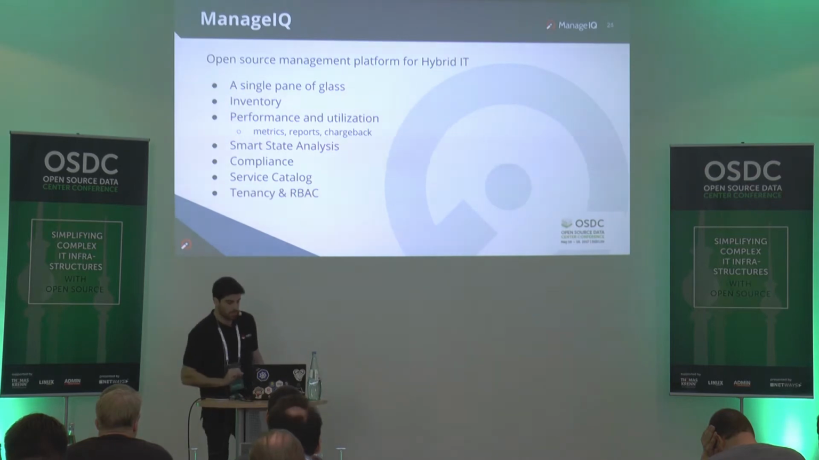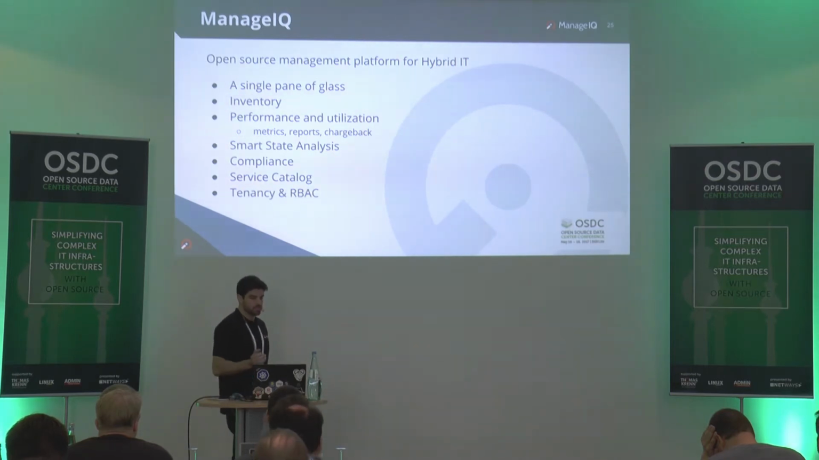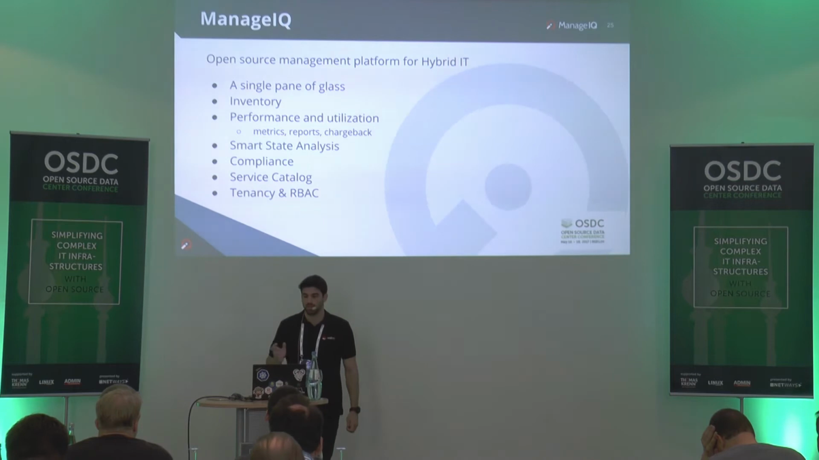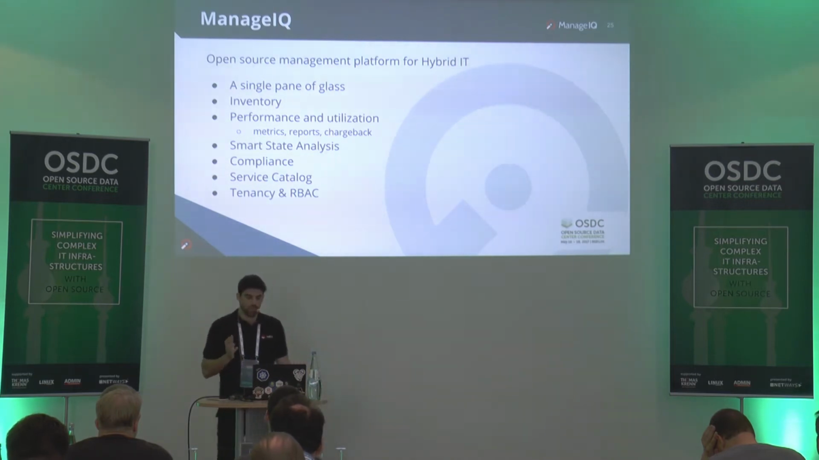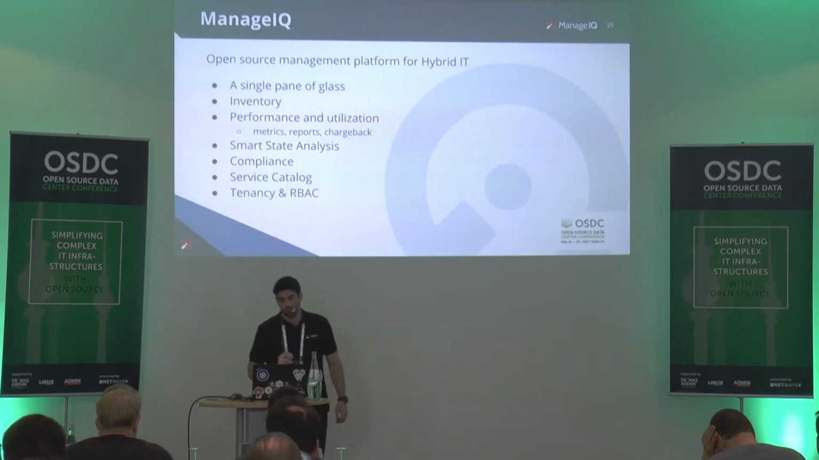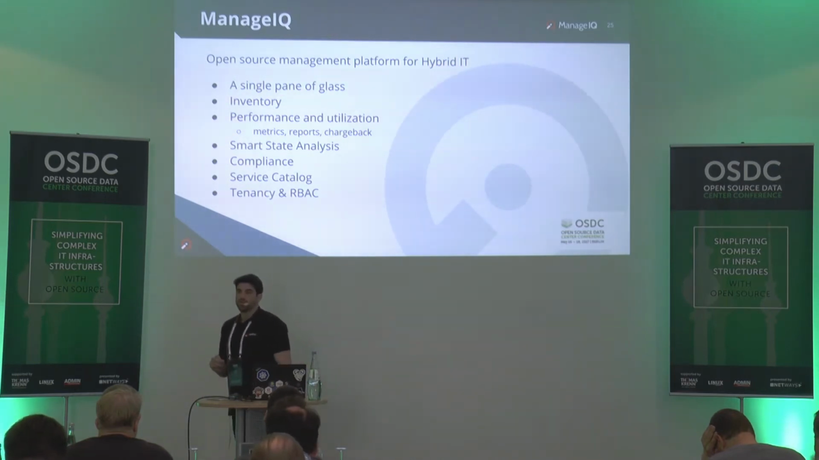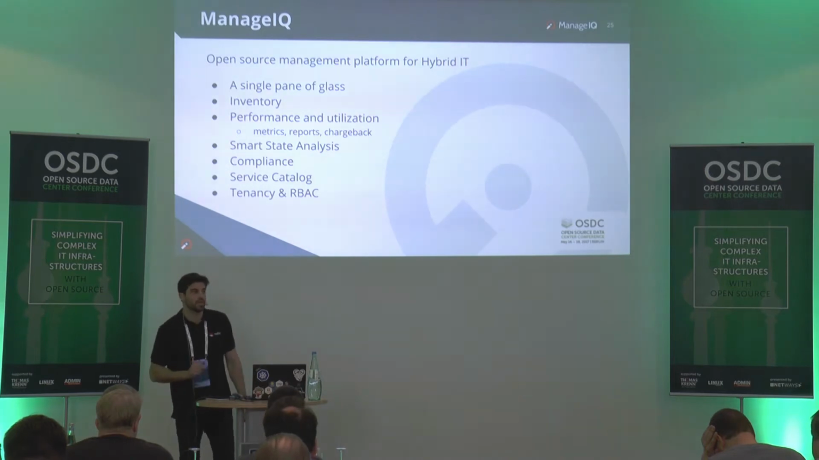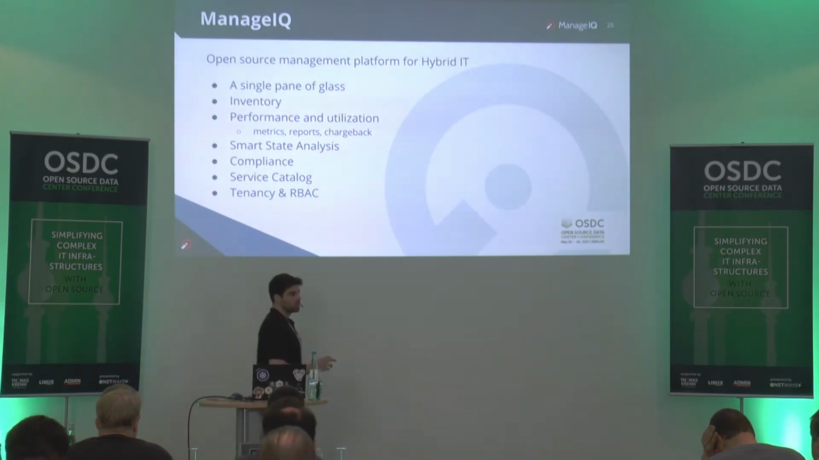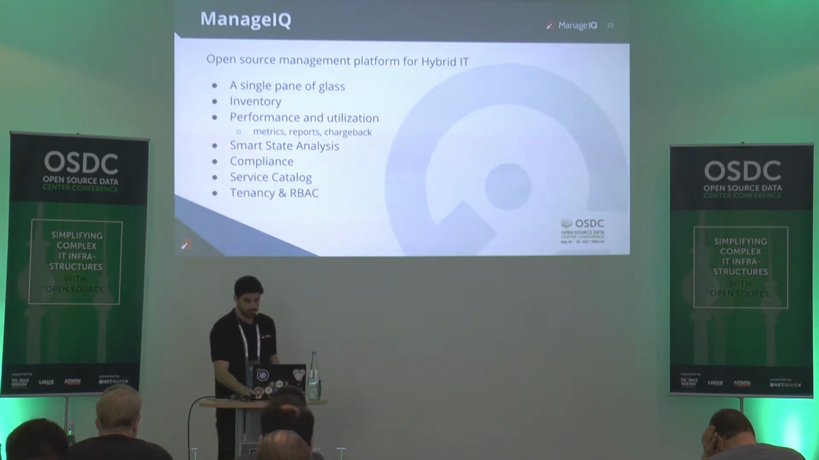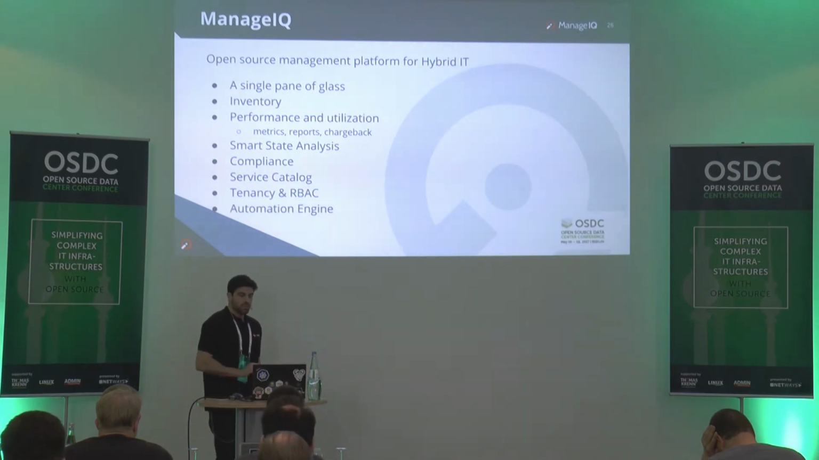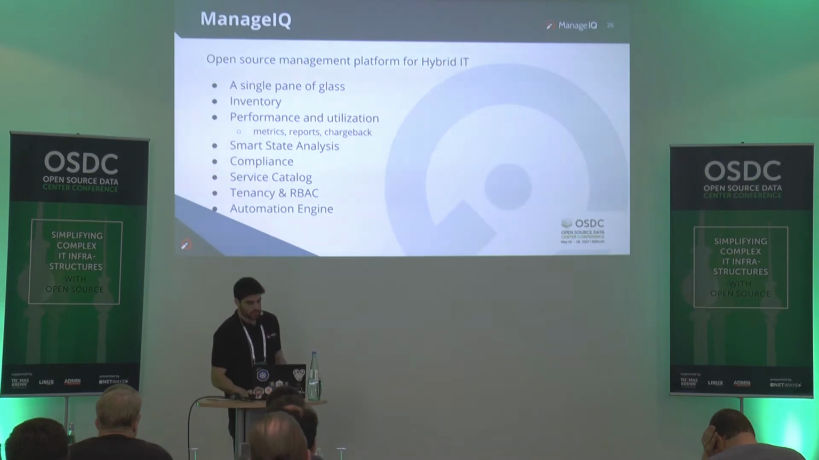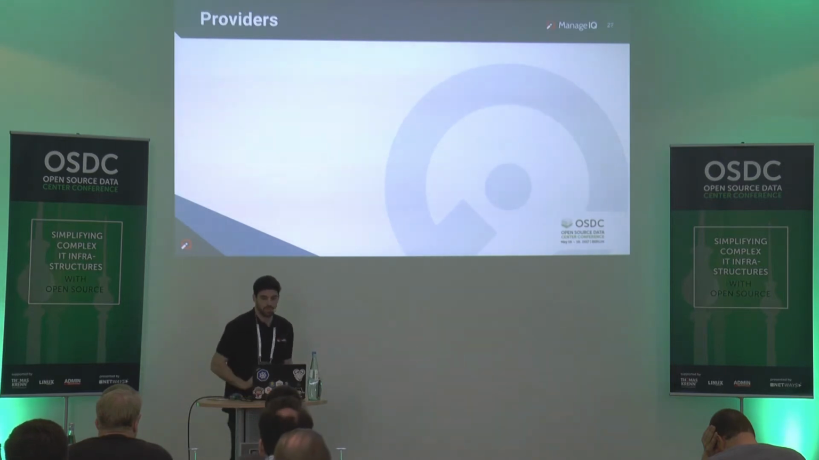Tenancy is a key principle in both private and public cloud, basically separation or namespacing, and it also allows role-based access control. Every user in ManageIQ is a part of a group, and every group has a specific role. From this role, the users get their permissions. Automation engine is a key feature. I'll explain about it in a few slides.